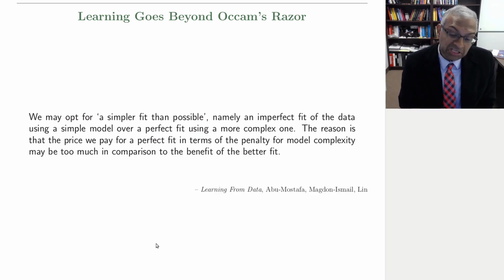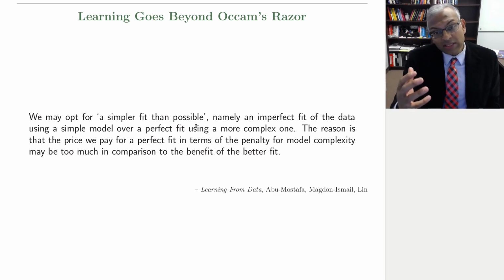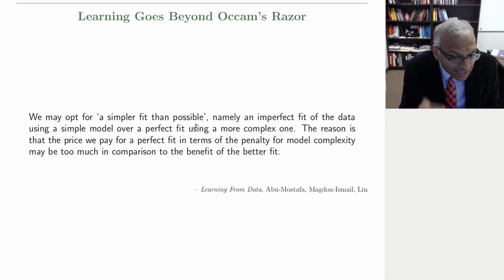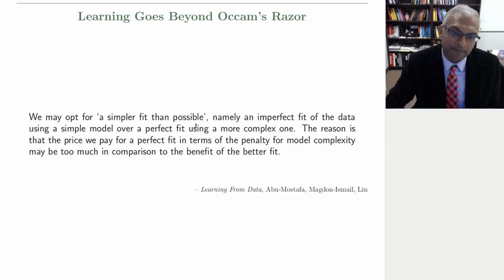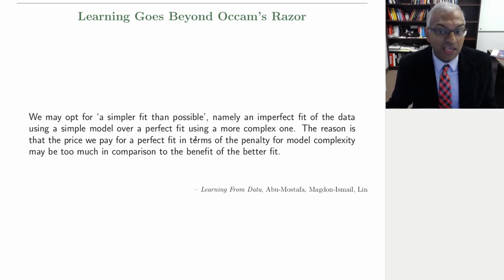Now, machine learning is slightly different because our goal is to predict as well as we can. Our goal is to get the out-of-sample error small. And so, in order to get the out-of-sample error small, it's not necessarily the case that we must get in-sample error 0. Okay? And so let me read the quote. We may opt for a simpler fit than possible. So we may go even simpler than what Occam said. Occam says, go as simple as you can, providing you fit the data. But we may go even simpler. Namely, we will go for an imperfect fit of the data using a simple model over a perfect fit of the data using a more complex model.